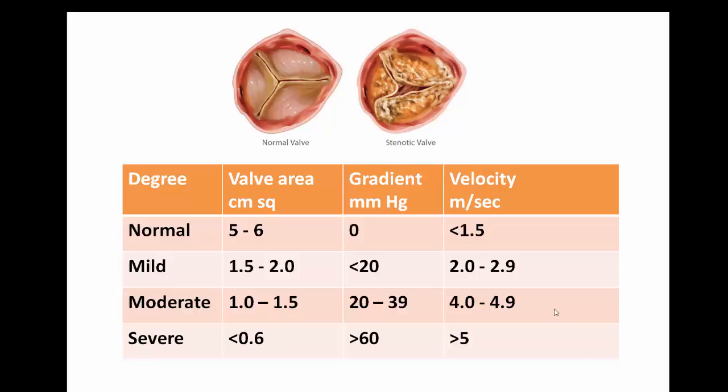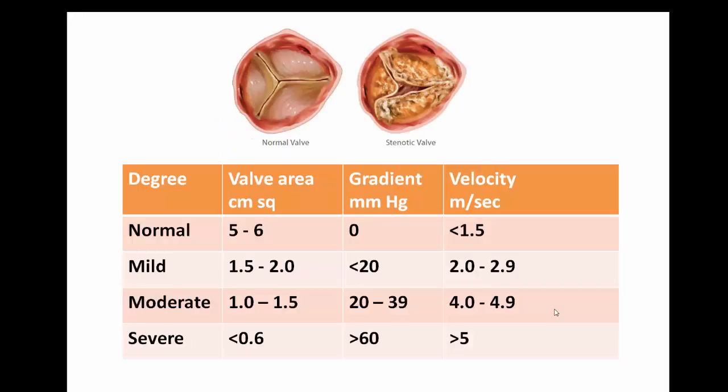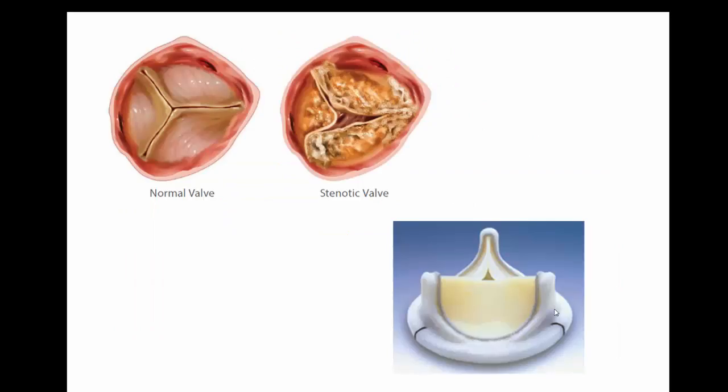Let me go back here for a second and show you. Okay, as you can see, here's 2 meters and 4 meters and 6 meters. This is almost like 5 meters per second velocity. That's why it is translating into 93 millimeters of mercury gradient across the aortic valve. What are the complications of aortic valve disease? Why do we need to treat it?